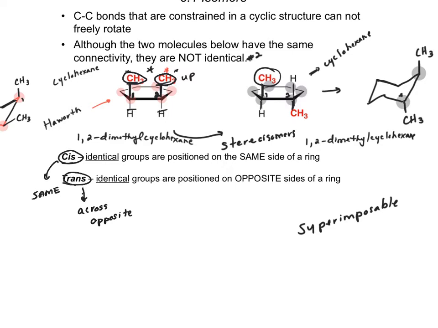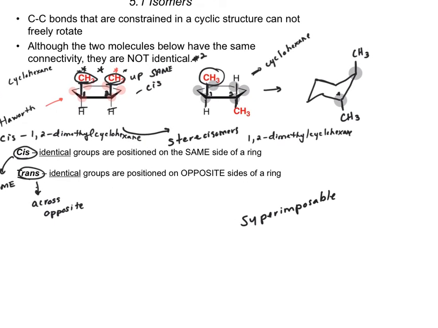So for this first one, where we have the methyls both in the up position, are they on the same side, or are they on the opposite side of the ring? They're on the same, right? So because these guys are on the same side, this is going to be labeled as cis. So this is going to be cis-1,2-dimethylcyclohexane to denote that the methyls are on the same side of the ring. That cis will go in the beginning of the name.